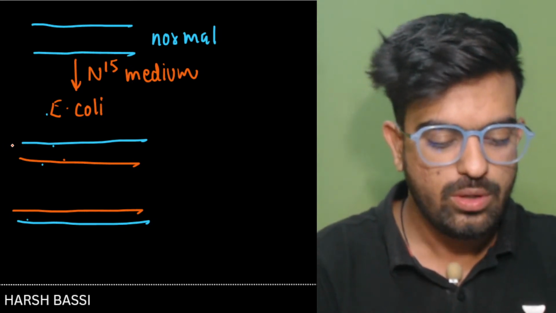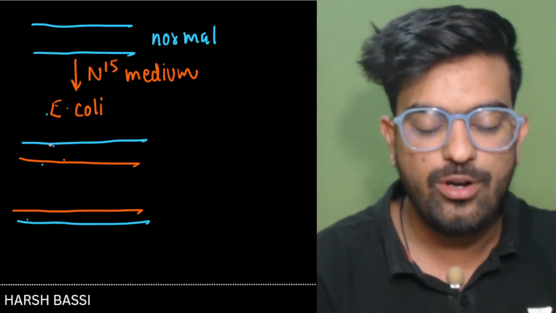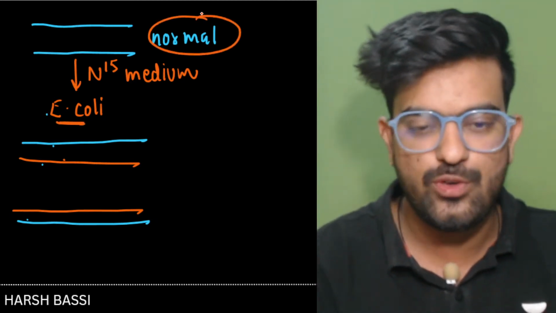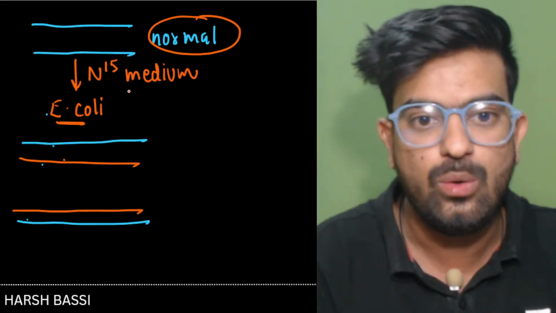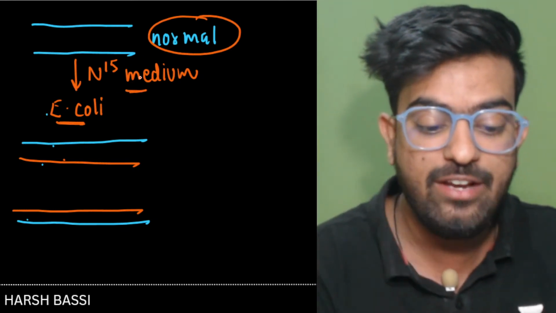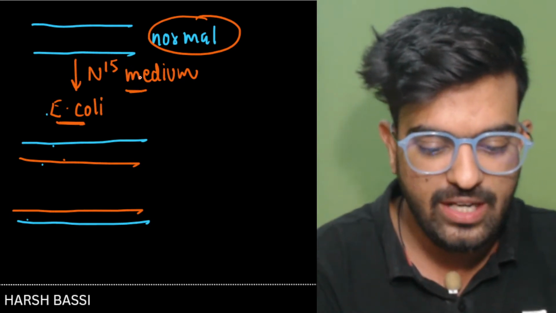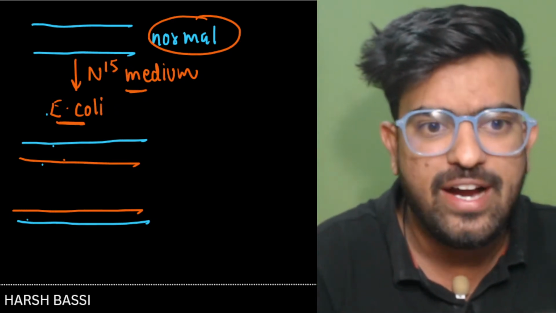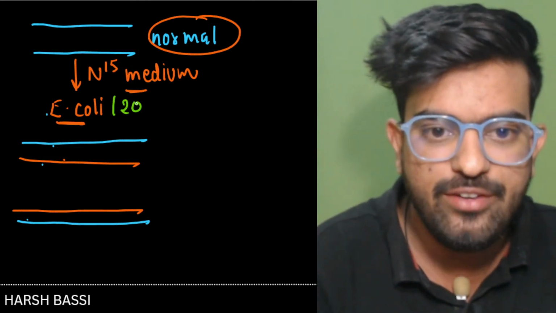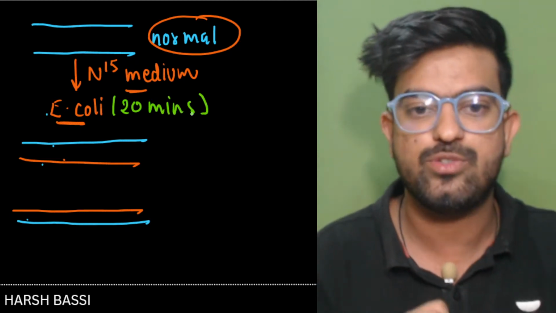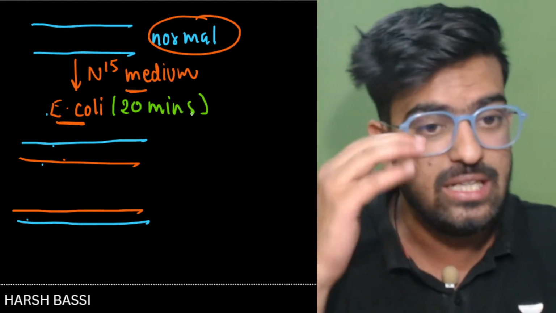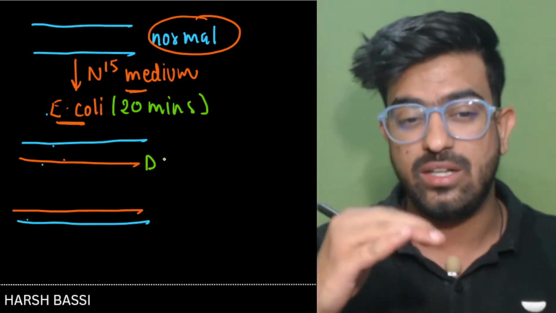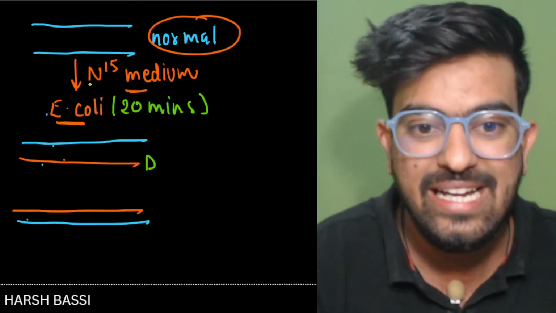So now what happened? Now, guys, we had this E. coli. This was the normal E. coli. This normal E. coli was allowed to grow in the medium containing N15. Now after 20 minutes, we all know that E. coli divides in 20 minutes. So after 20 minutes, they saw the DNA, and they saw that the newly synthesized strand was containing N15.